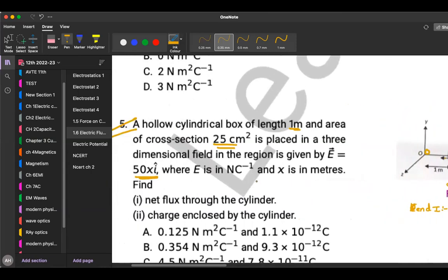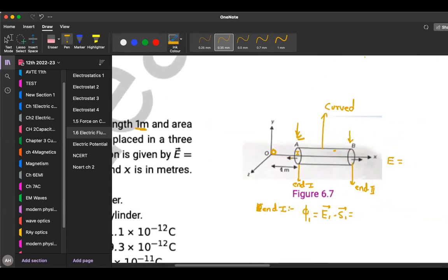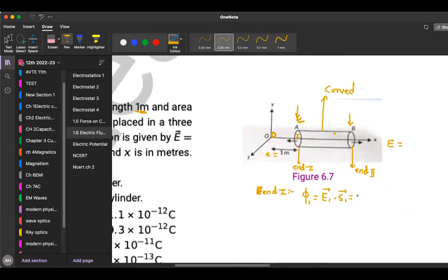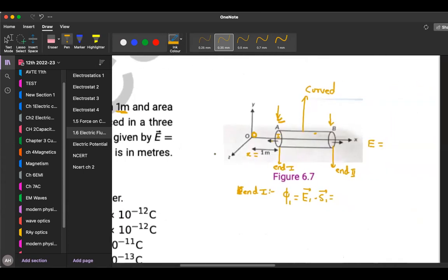How much is electric field at end one? See, electric field is not constant. Electric field depends upon the value of x. For end one, the value of x is 1 meter. So to calculate electric field at end one, just put x equal to 1 here. So it will be 50 i cap dot. Then you need the area vector.